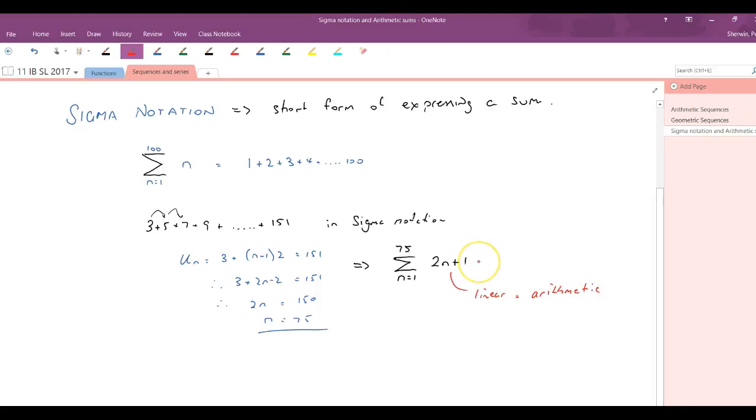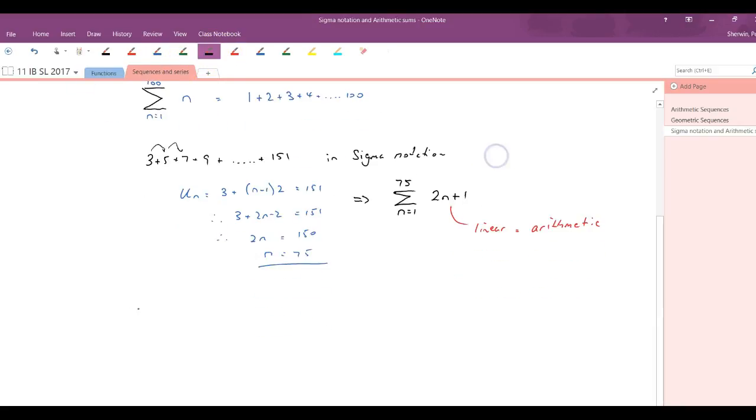And if that happens to be exponential, then it will be a geometric. So let's have a look at an example here. The sum from n equals 1 to 10 of 3 to the power of n. Well, that's equal to 3 to the power of 1, 3, plus 3 to the power of 2, 9, plus 3 to the power of 3, 27, 3 to the power of 4, 81. You see what's going on here?